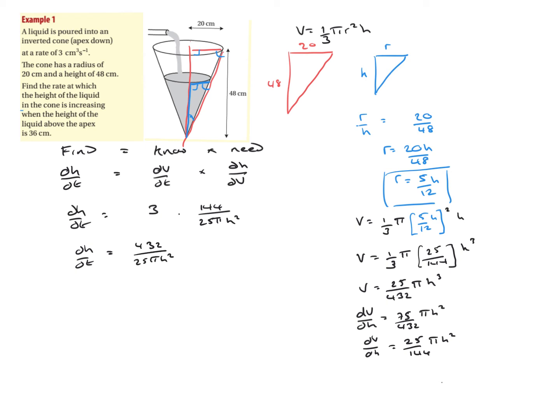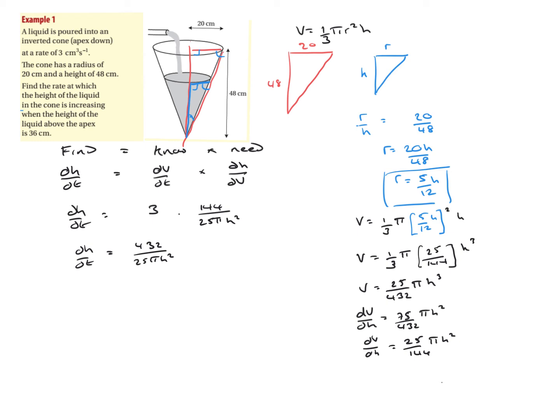So just to go back over what I did. We've worked out dV/dh down here. We want dh/dV, so we need to flip this over, which gives us 144 over 25 pi h squared. Now be careful. What some people do is forget that the pi h squared is on the top, so when we are flipping it, it comes onto the bottom here. Tidy it up, we get 432 over 25 pi h squared.